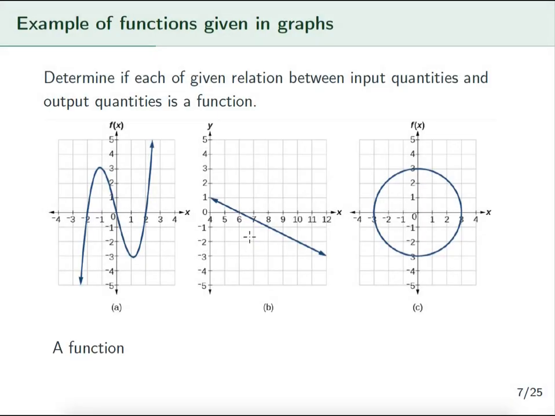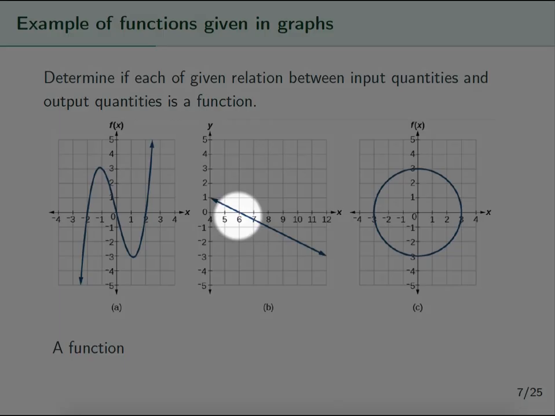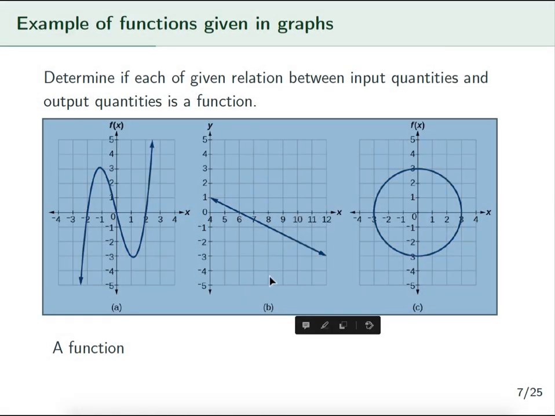This is a function. Here also, similarly, each input value is assigned to only one number. For example, 4 is assigned to 1, 5 is assigned to about 0.5, when the input is 6 the output is 0, and when the input is 9 the output is negative 1.5. So each input has only one output, so this is also a function.